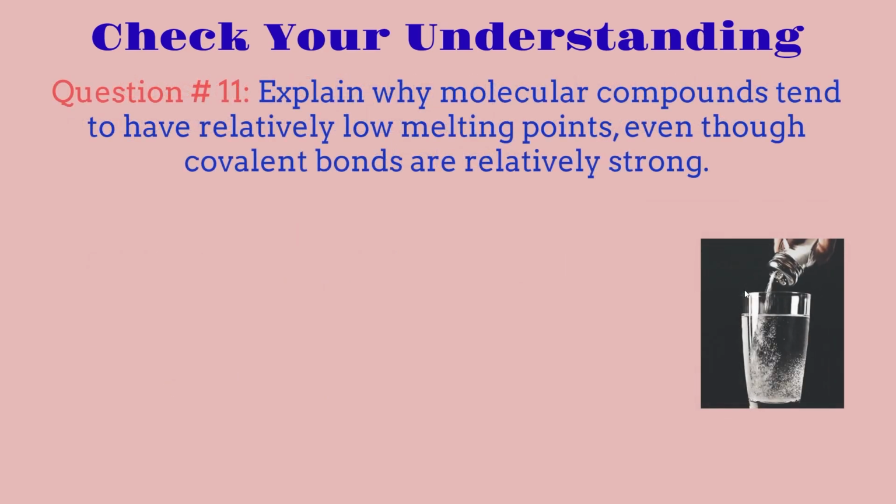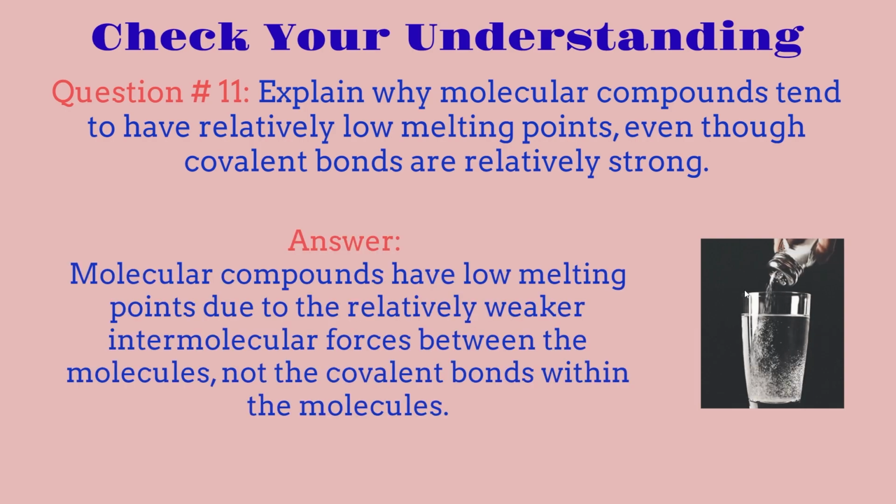For question number 11, explain why molecular compounds tend to have relatively low melting points even though covalent bonds are relatively strong. For the answer, molecular compounds have low melting points due to the relatively weaker intermolecular forces between the molecules, and not the covalent bonds within the molecules. So the covalent bonds within the molecules are relatively strong, as we said, but the intermolecular forces between the molecules are relatively weak. So that's why molecular compounds have low melting points.